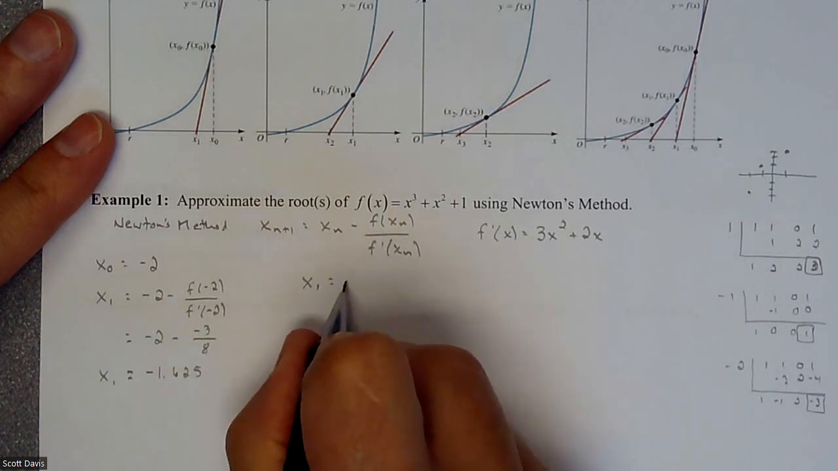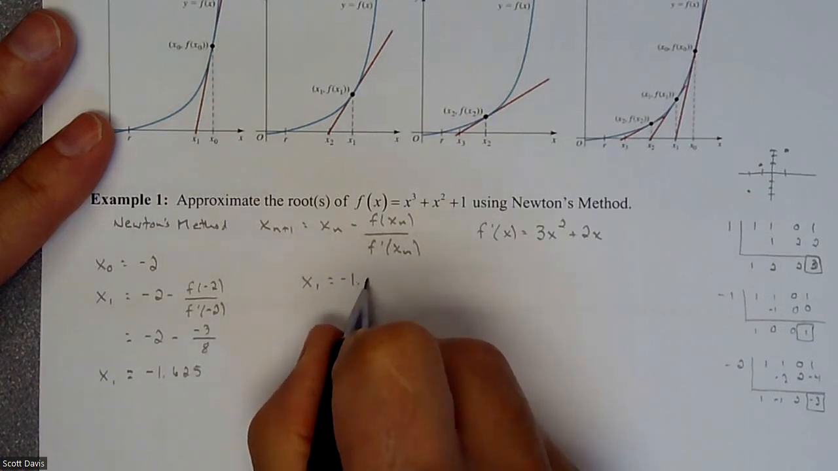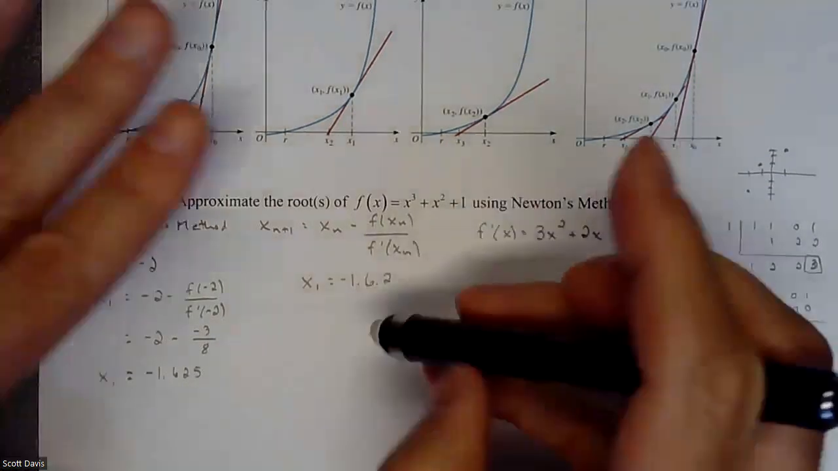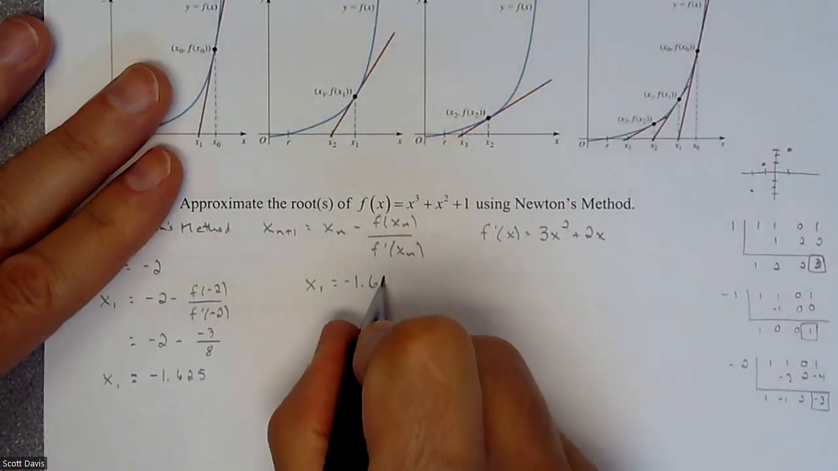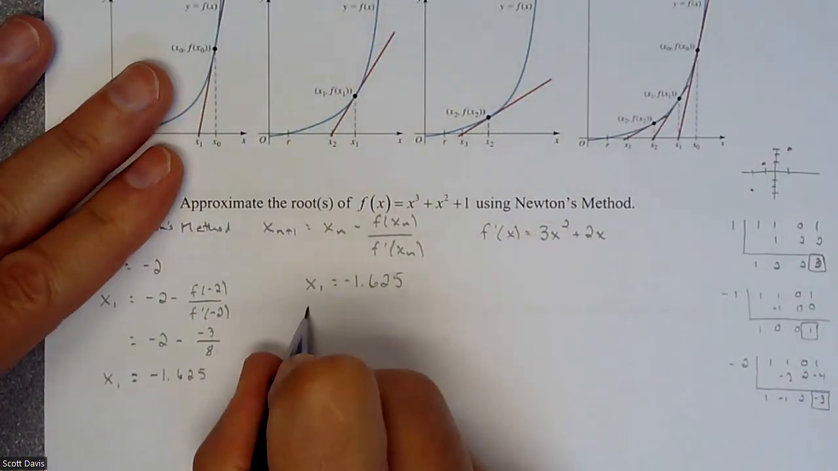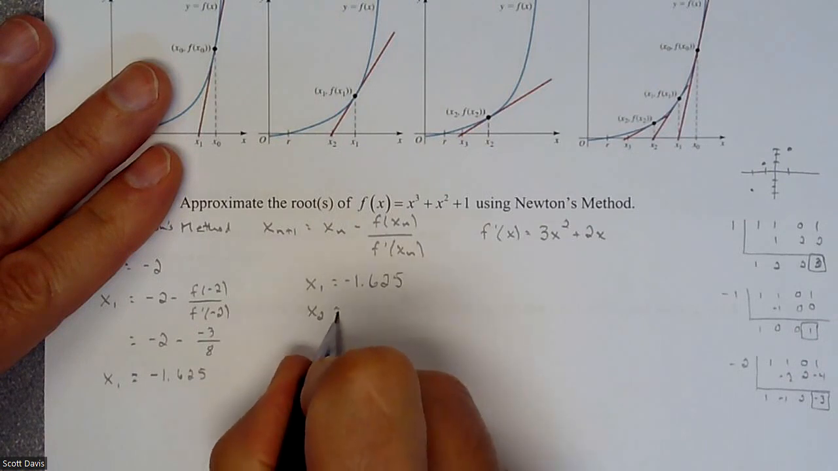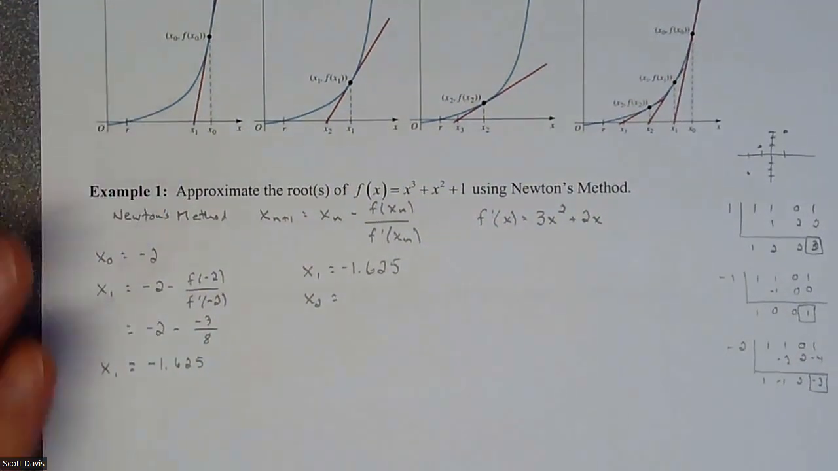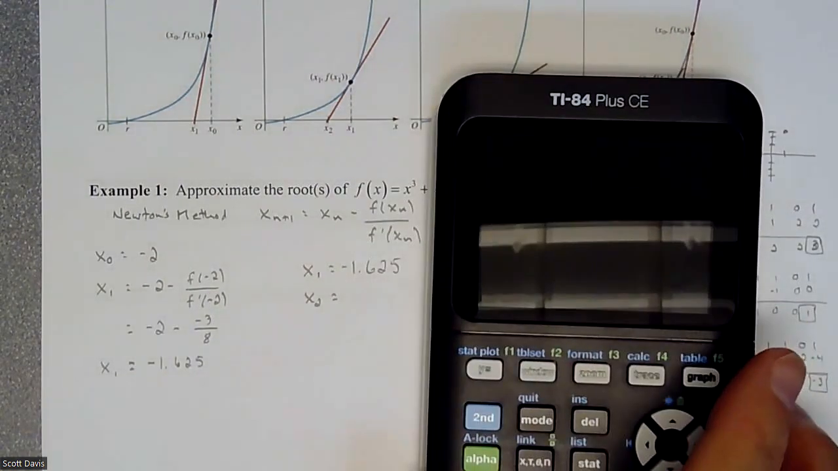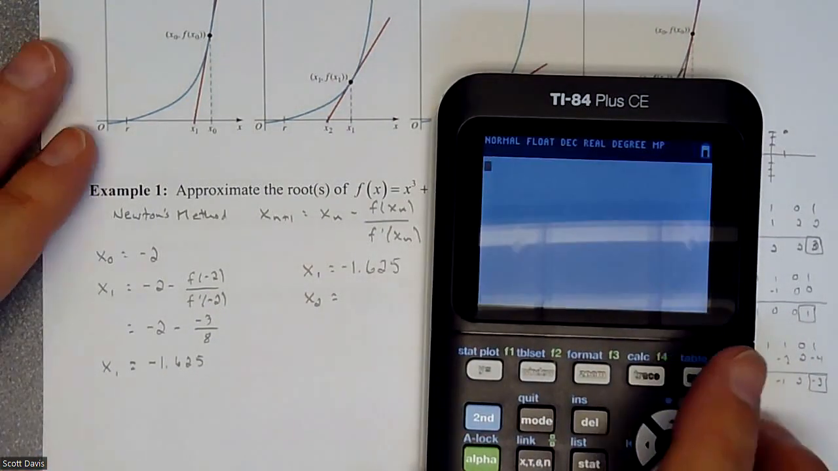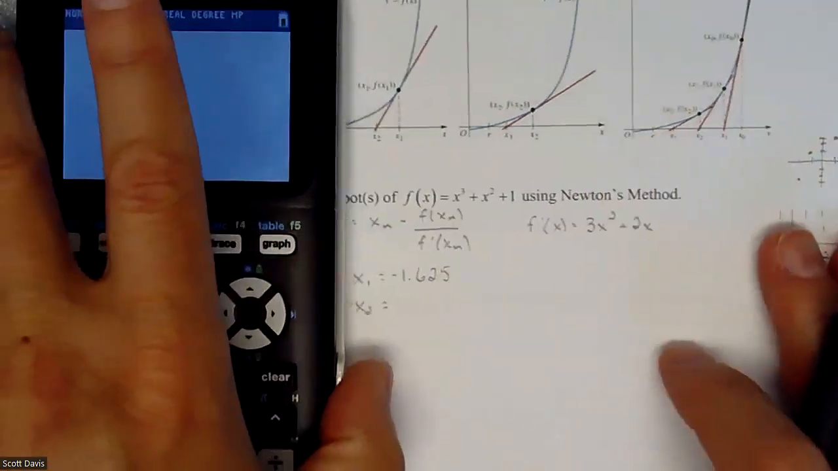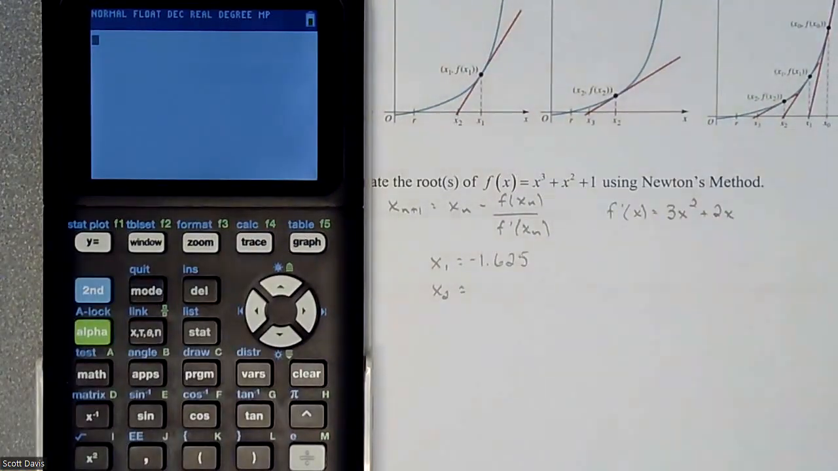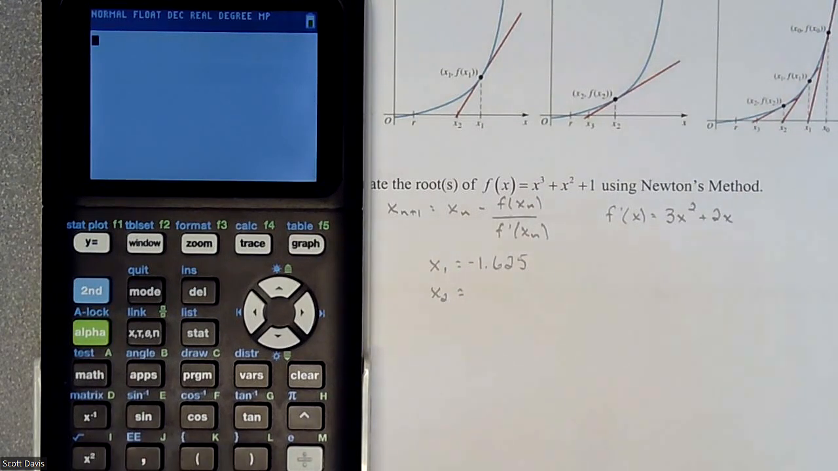So far we know that our first value is negative 1.625. So our second iteration of this is going to get even closer. So let me show you how we can use a graphing calculator for this without doing the graphing part. I need to figure out how to work through this process more efficiently, because I don't want to do it all by hand.